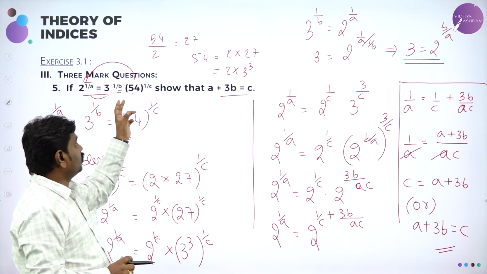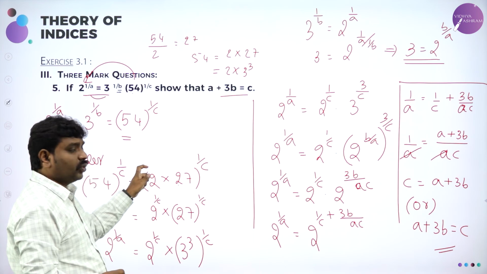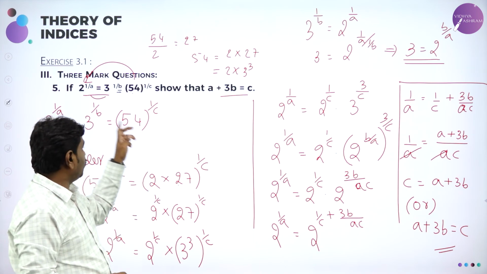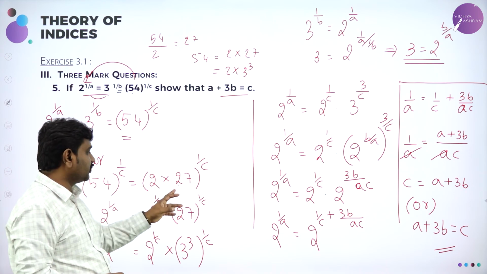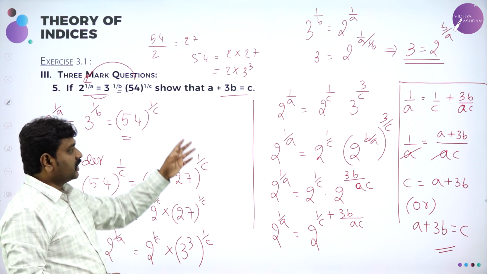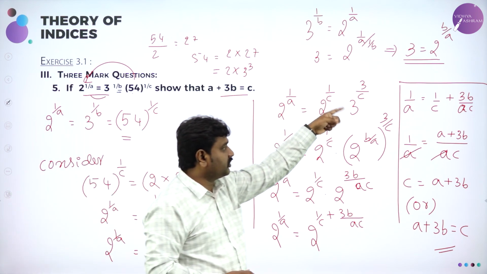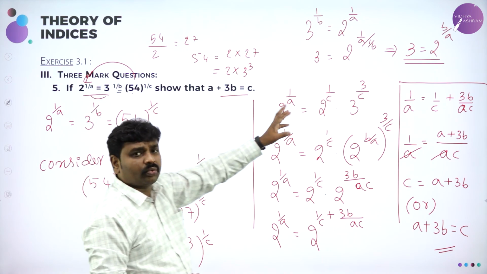Always, when they give a higher number, write it as a product of the other numbers. Here I wrote 27. I want 27 in terms of 3 because 2 is already there. So 3 cube: 3 threes are 9, 3 nines are 27, so write it. Then by the law of indices, a per m whole per n is a per m into n, and make the bases same. Here I have 3, so to convert 3, I converted everything to base 2.